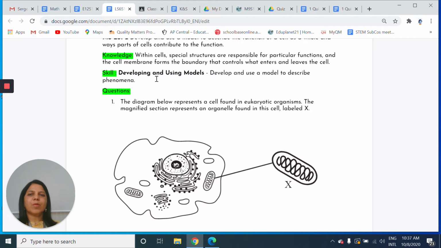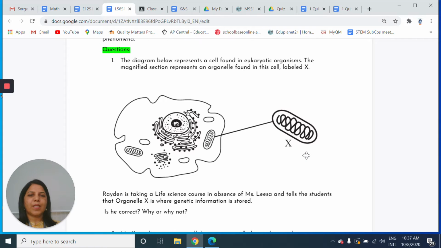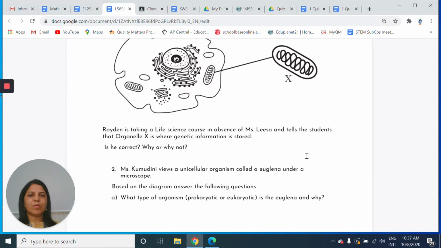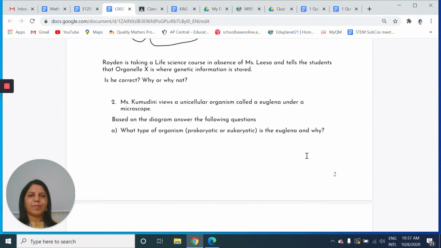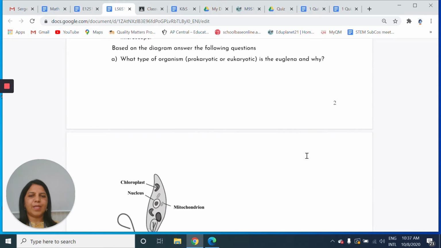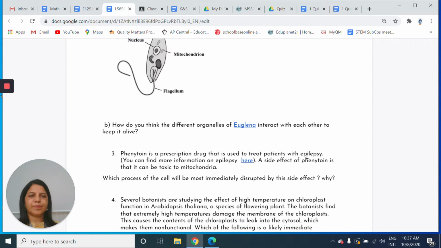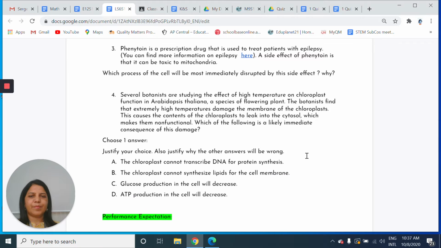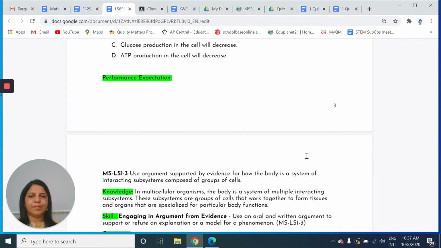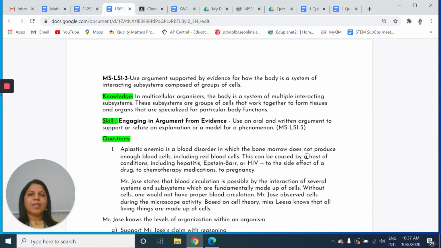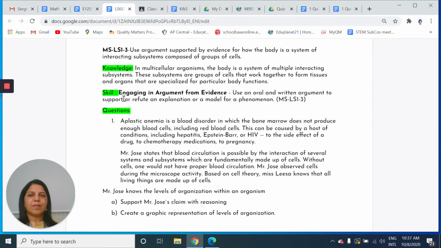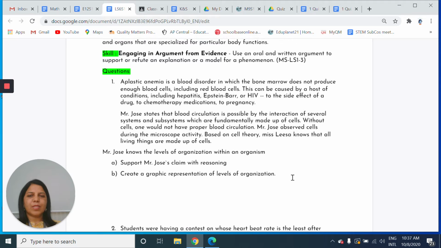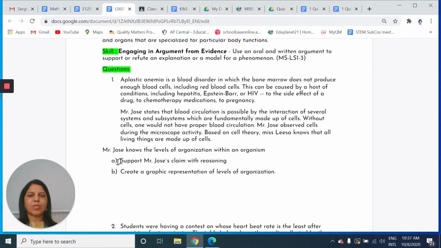The other skill was developing and using models. So you see that the student has to use the model and answer the questions. Another skill was engaging in argument from evidence. So you see that the student has to support the claim with reasoning.